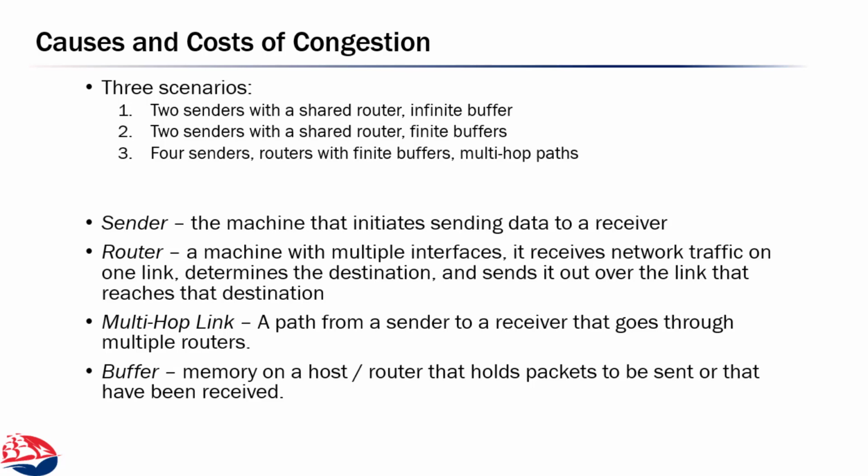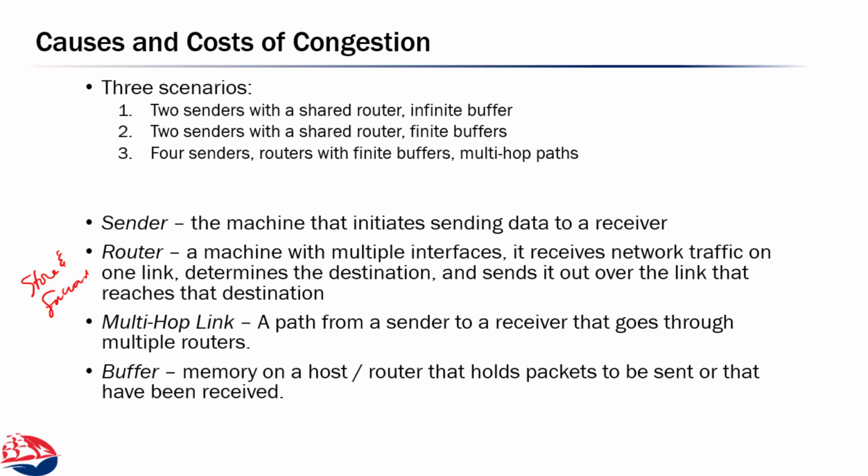Some definitions: the sender is the machine that initiates sending data to a receiver. The router is the machine in between that we don't normally see, but it's the machine with multiple interfaces. It receives network traffic on one link, determines the destination and the best route to send it out, and then forwards the data that it received out over that link. Sometimes this is also called a store and forward device, because it'll store the received data into its memory and then forward it out over one of the links.